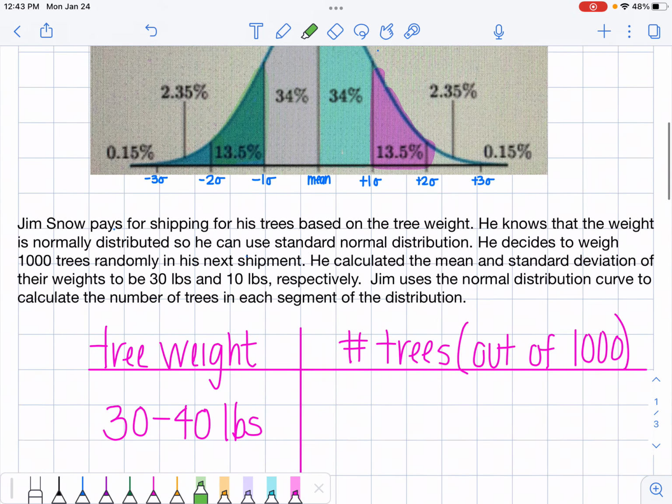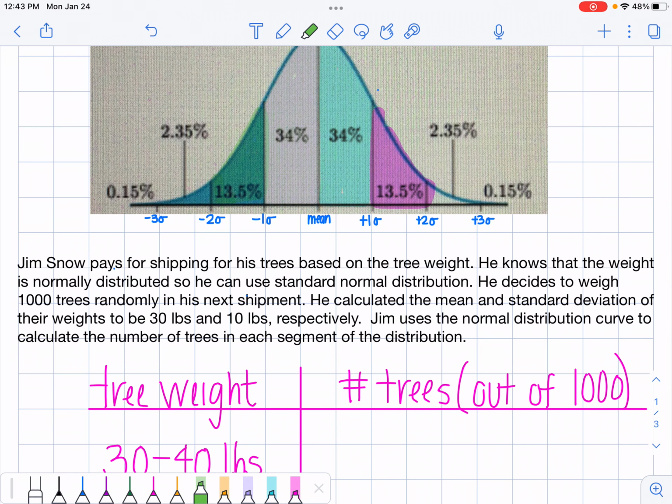So this problem says Jim Snow pays for shipping for his trees based on the tree weight. Okay, so he's a tree shipper. He knows that the weight is normally distributed, so he can use the standard normal distribution. He decides to weigh 1,000 trees randomly in his next shipment. He calculated the mean and standard deviation of their weights to be 30 pounds and 10 pounds respectively. When they use the word respectively, it means the first word goes with the first number, and the second word goes with the second number. So the mean is 30 pounds and the standard deviation is 10 pounds.